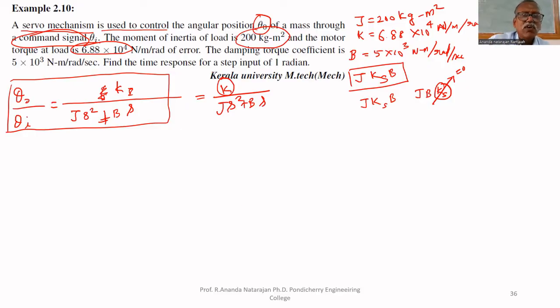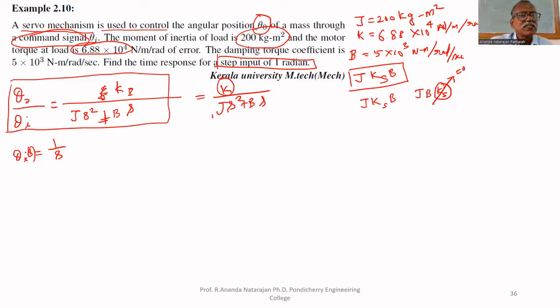What is asked? Find the time response for a step input of 1 radian. Step input theta I is given. Theta I of S equal to 1 upon S, because it is a step input. A step input of 1 radian means 1 by S. That is given. For that, we have to find the response.